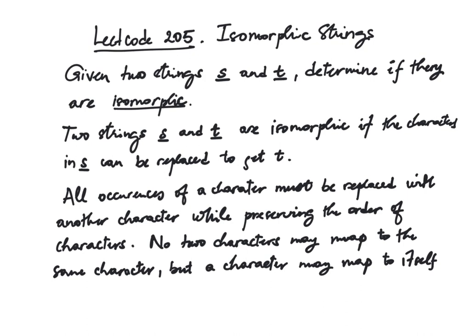So the problem reads: given two strings S and T, determine if they are isomorphic. Two strings S and T are isomorphic if the characters in S can be replaced to get T. All occurrences of a character must be replaced with another character while preserving the order of characters. No two characters may map to the same character, but a character may map to itself.